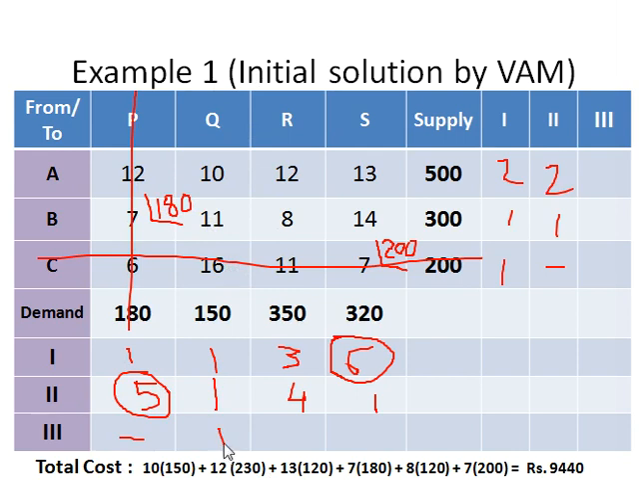Differences are 10 11 1, 12 8 4, 13 14 1. Similarly for the row wise, minimum two values 10 12, so difference is 2. 8 11, difference is 3, and this is gone. So out of all this, maximum value is 4. So we are going to allocate in this column having a minimum value.